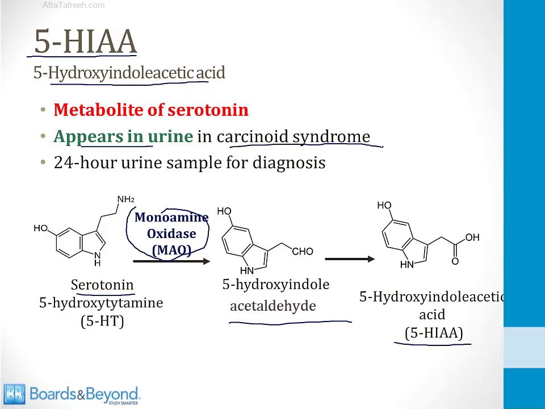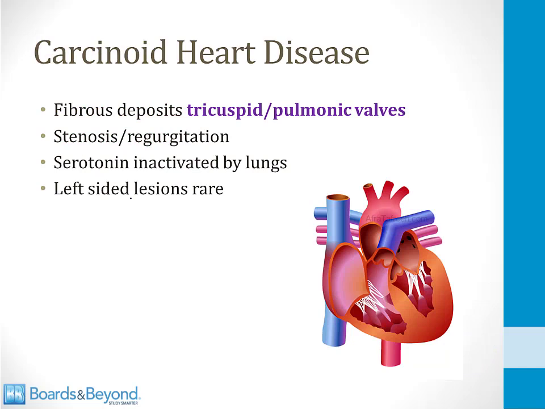So if a patient has flushing and diarrhea and you suspect that they may have the carcinoid syndrome, you ask them to collect a 24-hour sample of urine and you measure the 5-HIAA level, and if it is increased, that suggests a diagnosis. So we've touched on this before, but patients with the carcinoid syndrome can develop carcinoid heart disease.